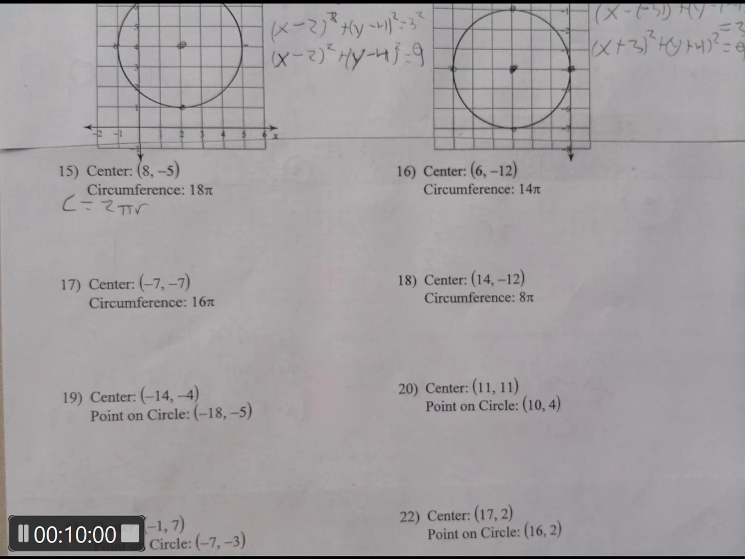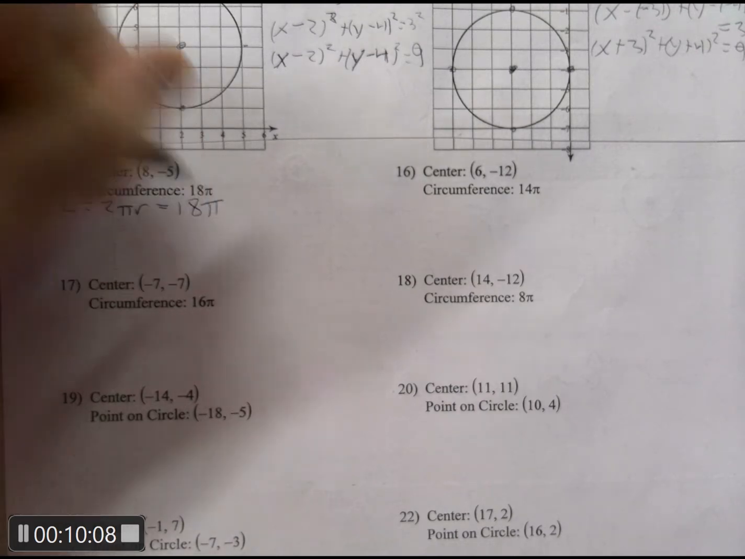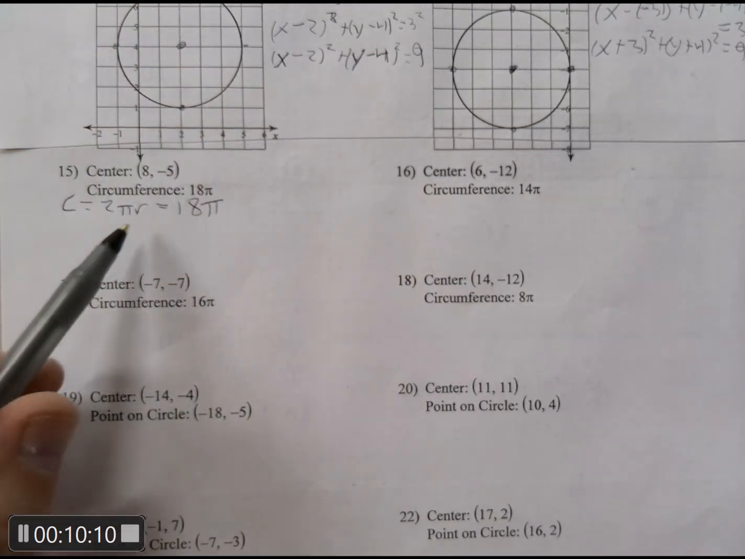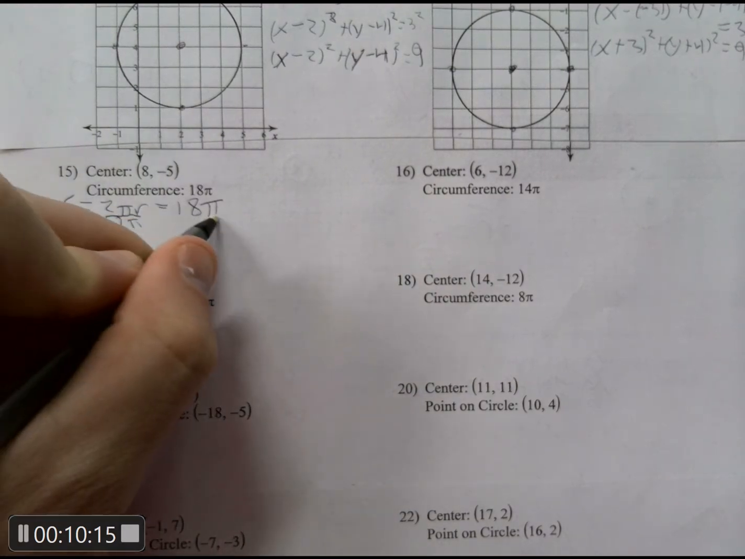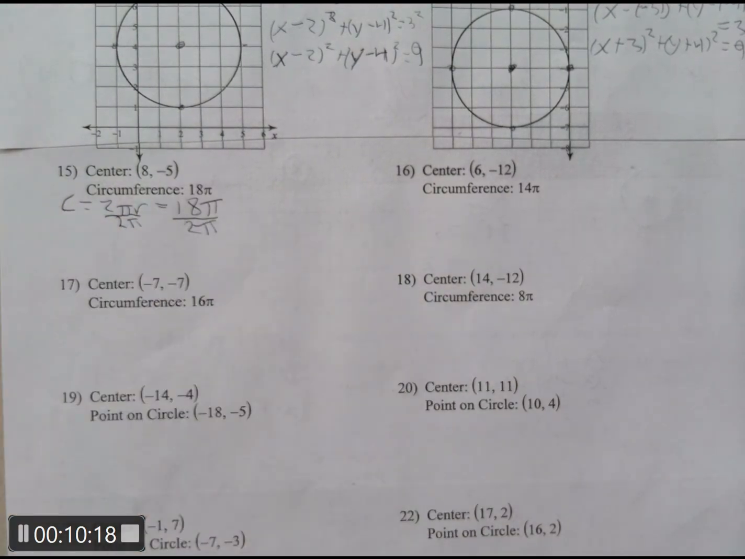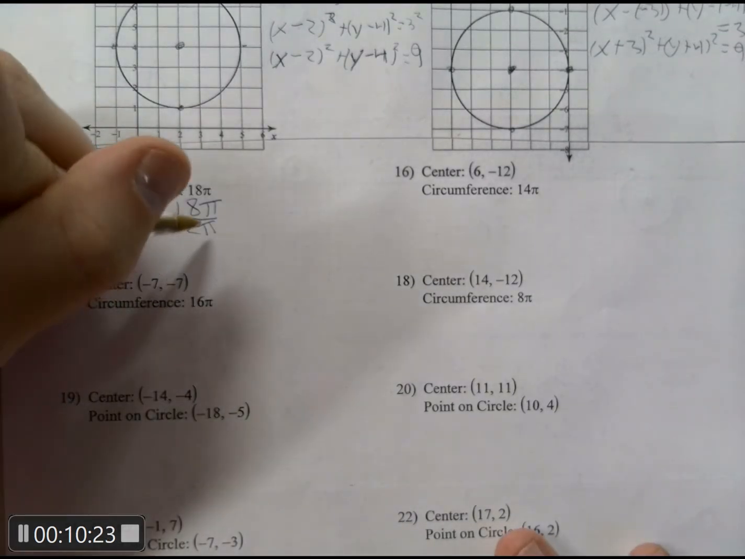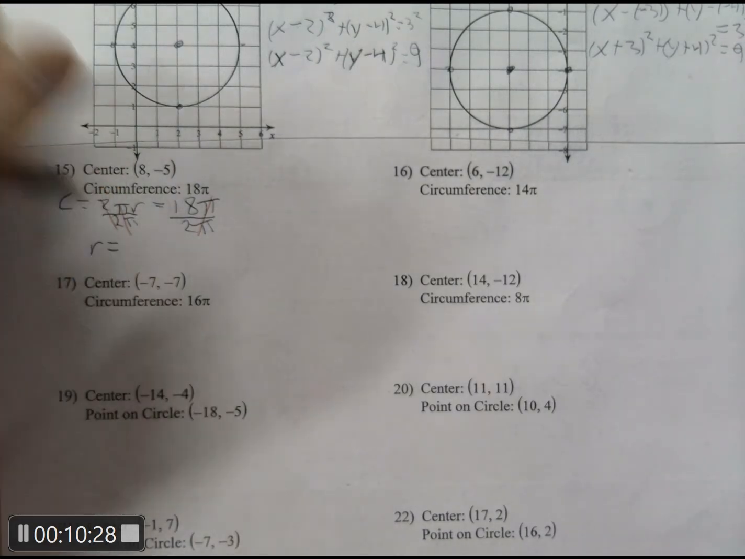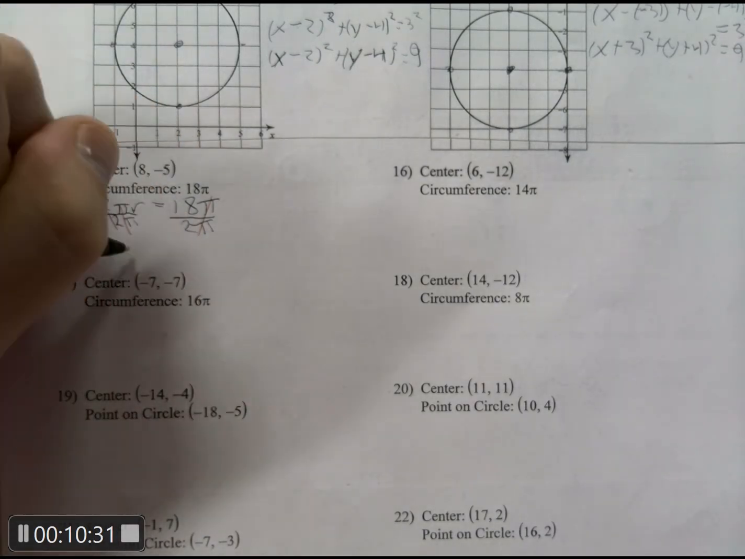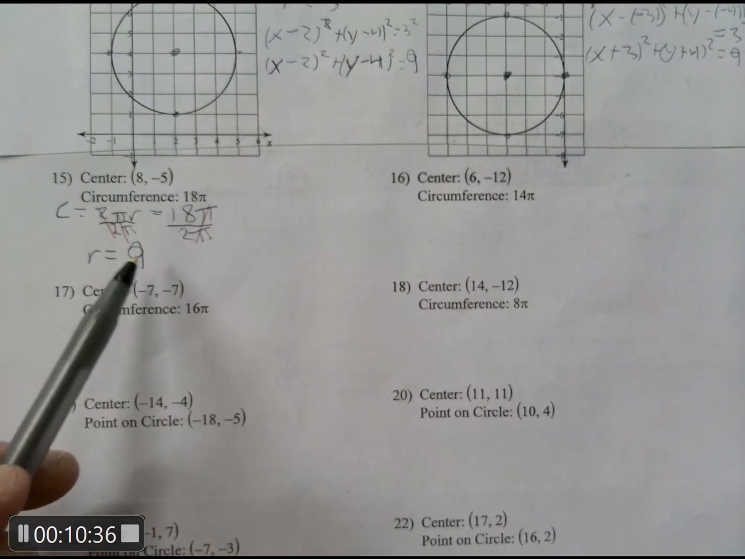But hopefully once we work it enough, we'll just know it, okay? So C equals 2 pi r. I'm going to set that equal to 18 pi and solve for r. So I'm going to divide both sides by 2 pi. When I do this, my pi's cancel, the 2's cancel. So r is going to be equal to 18 over 2, which is going to be equal to 9. Y'all see that? r equals 18 over 2. That equals 9.